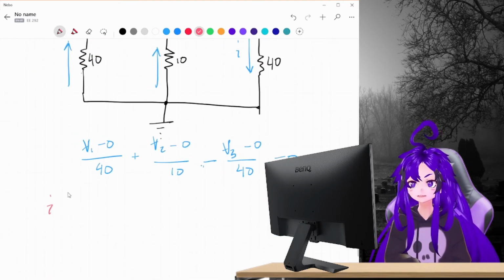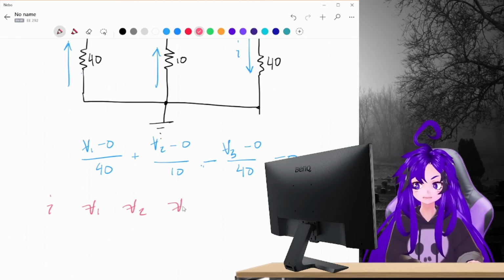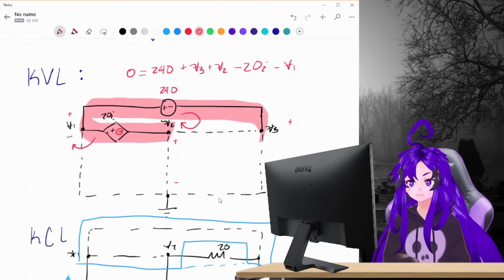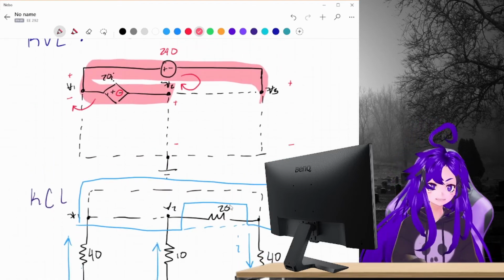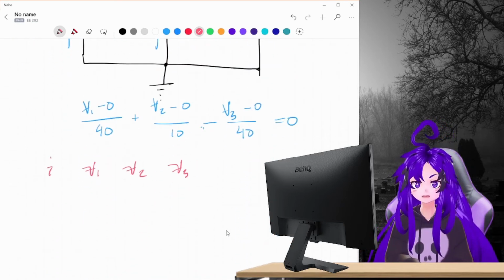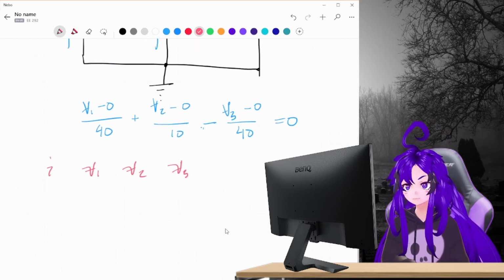And we've got V1 and V2 and V3. Holy smokes. We are swimming in unknowns, and my god, we've only got 2 equations. So what are we gonna do? We are going to find relationships.